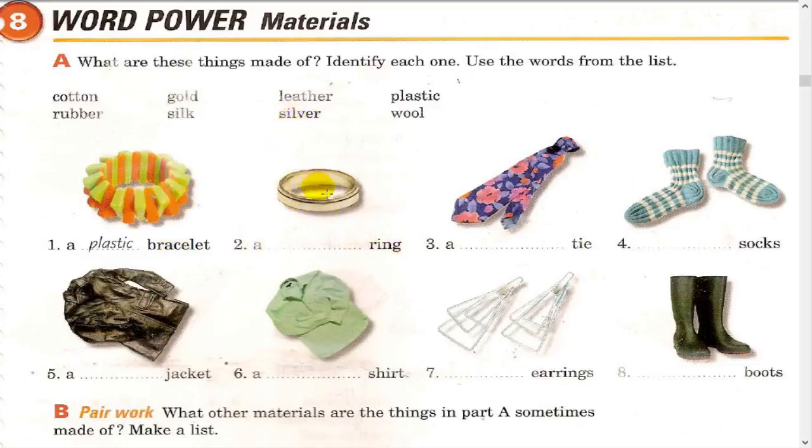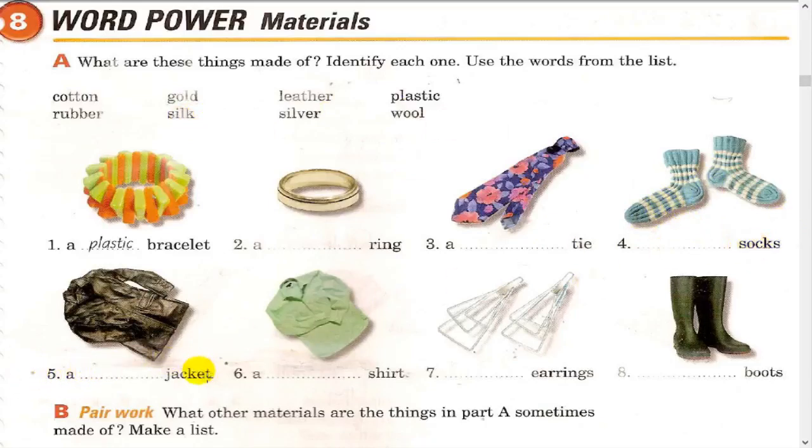Silver ring. A plastic ring for kids, for children. A silk tie. A cotton tie. 4. Socks. Wool socks. Cotton socks, silk socks, silk socks for women.